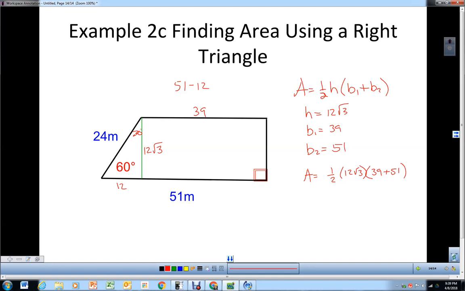So as we add these two together, that gives us 90. It's the sum of our bases. We have 12 radical 3 and we have 1/2. So the half I can take of any even number, so this goes in here 6 times. And now we get 6 times 90. That's going to give us 540. So we get 540 radical 3. Bring the radical 3 down, and this is meters squared. So this is an exact answer. Nothing's been rounded off. Everything's been calculated.